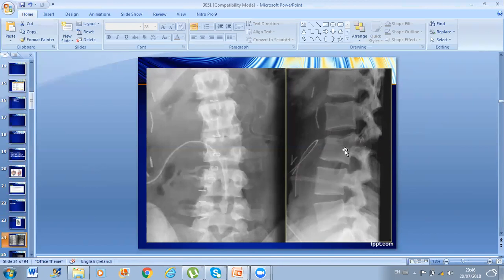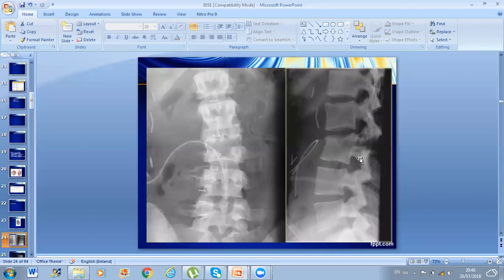Where is the fracture? There is a compression fracture at the body of the L3 vertebra, sir. What do you think? What else is in this X-ray? There is something else also in this X-ray.